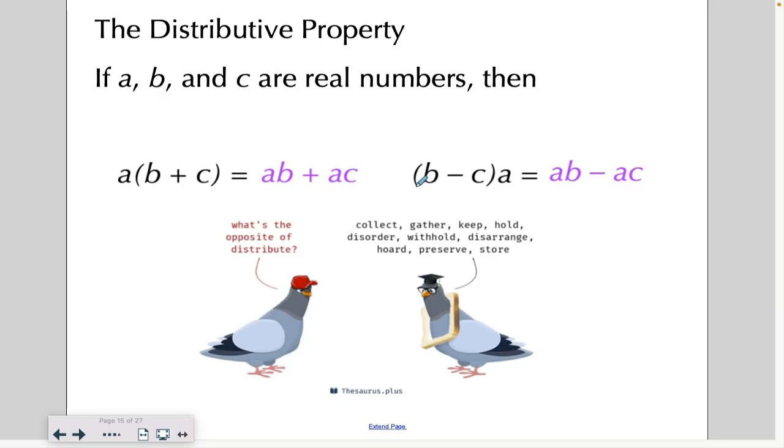Then finally, to round this out, not in the chart because it's slightly different, we have the distributive property. You should 100% know this. A times (B plus C) is equal to AB plus AC, and (B minus C) times A is equal to AB minus AC. Usually we just call it the distributive property. Some people call it over addition or over subtraction. I think that's unnecessary. I'm fine if you just call it the distributive property.